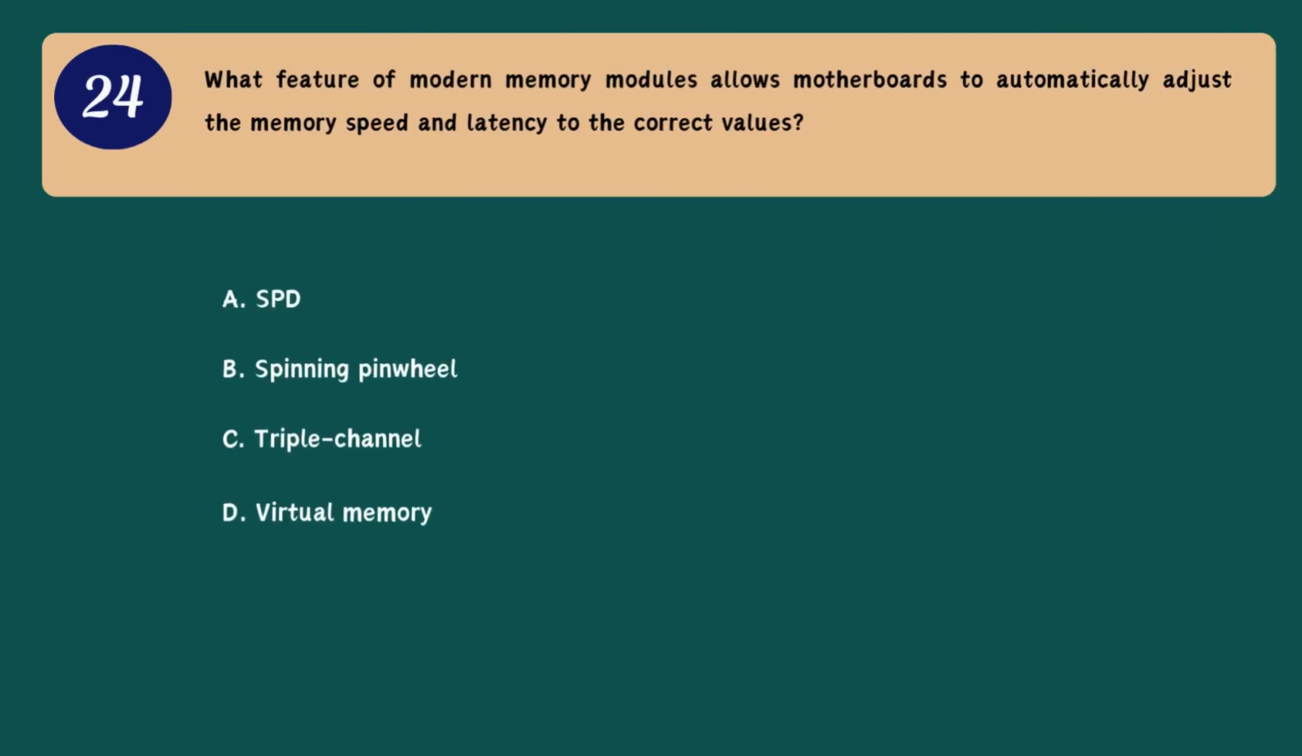Question 24. What feature of modern memory modules allows motherboards to automatically adjust the memory speed and latency to the correct values? A. SPD. B. Spinning pinwheel. C. Triple channel. D. Virtual memory.